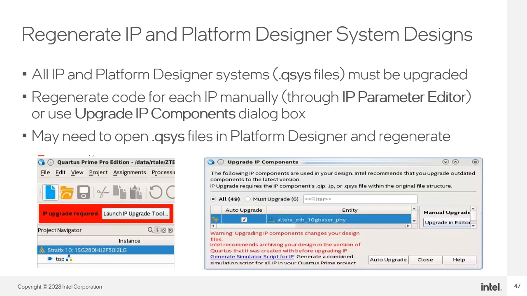To regenerate the files, you can reopen the IP parameter editor for each IP core and regenerate them individually, or use the Upgrade IP Components dialog box to quickly regenerate all IP. You can access this dialog box from the button that appears in the project navigator or from the project menu. Click Perform Automatic Upgrade to regenerate all the IP. The Upgrade IP Components dialog box should also be able to regenerate any Platform Designer system designs in the project. If you encounter any errors during this process, open the system's QSys file in Platform Designer and regenerate the files there.